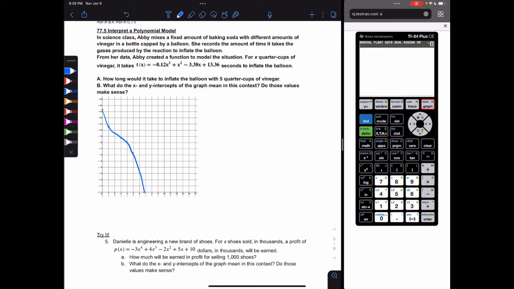So it'll do. All right, so the question, how long would it take to inflate the balloon with 5 quarter cups of vinegar? So we're looking for 5. That's going to be this point here, right? We already graphed that. So at 5, that was 6.46. Remember, the y values represent our seconds. So part A, we're just going to use the graph. We don't have to do any other work. How long would it take to inflate the balloon? We would say about 6.4 seconds.